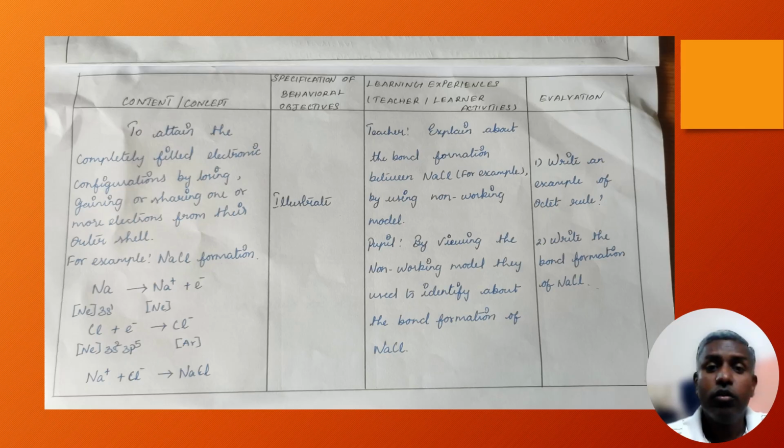For example, if a teacher teaches in the lecture method alone, then the students may get bored. So a teacher can design some different activities to teach the lesson. So for that, here he has to give some illustrate method. He is using the teacher explaining the bond formation of NaCl, for example, by using a working model. While showing some objects in front of the students, they are automatically tempted and the learning may increase.